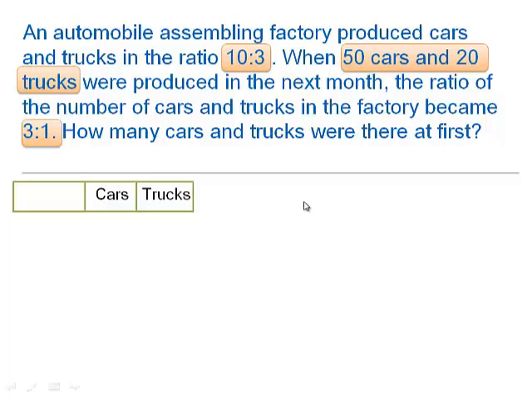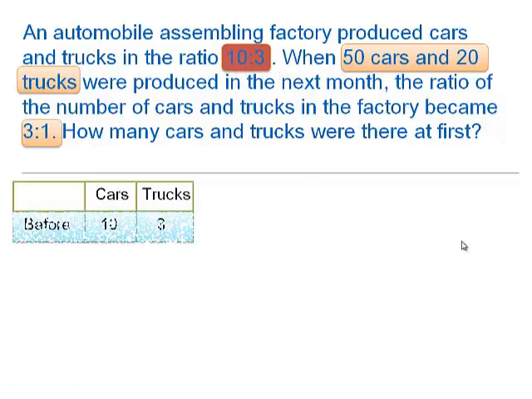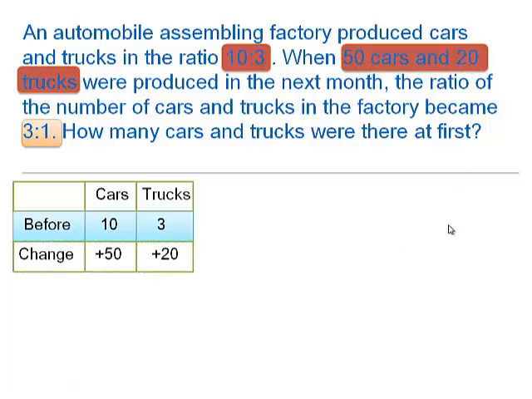So first we have to draw a table which lists down what is the initial ratio, or we call it the before ratio. The ratio before is 10:3, and what is the change? The change is in actual numbers, which is 50 and 20, and they are increasing, so we indicate by plus 50 plus 20 here. And after, we have got 3:1. The ratio is 3:1. Now let's see how we could show this information in model diagrams.